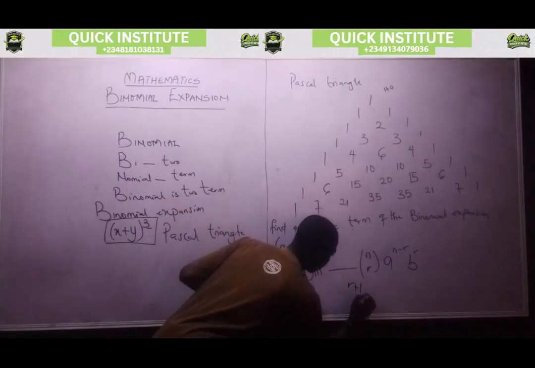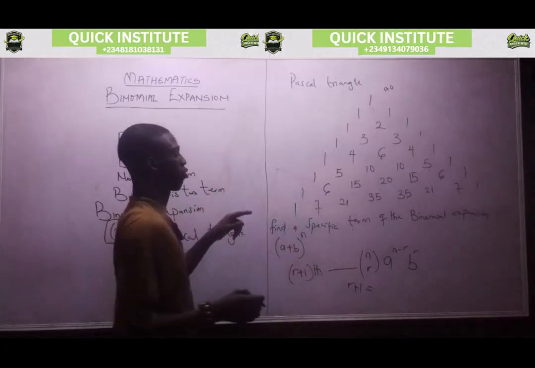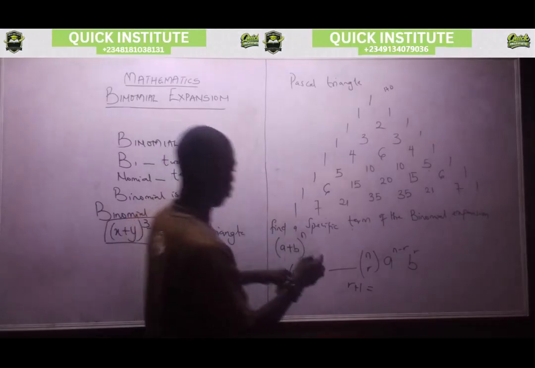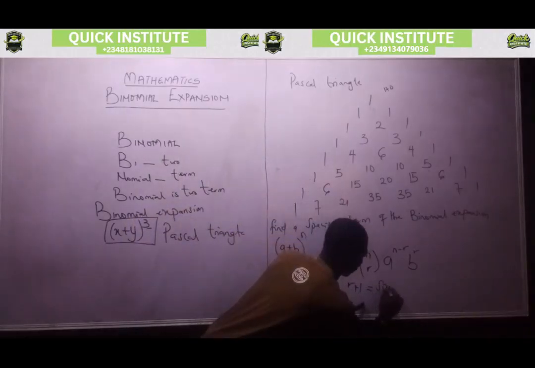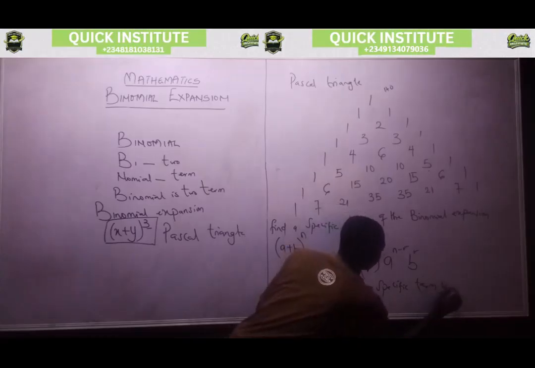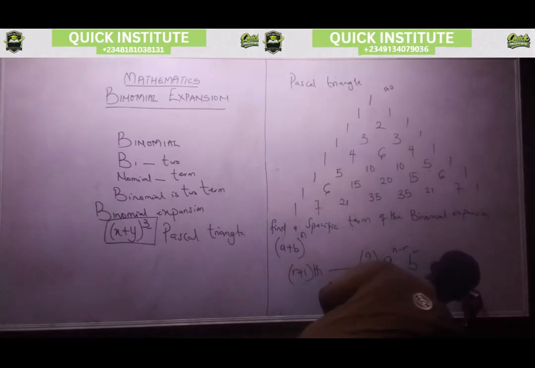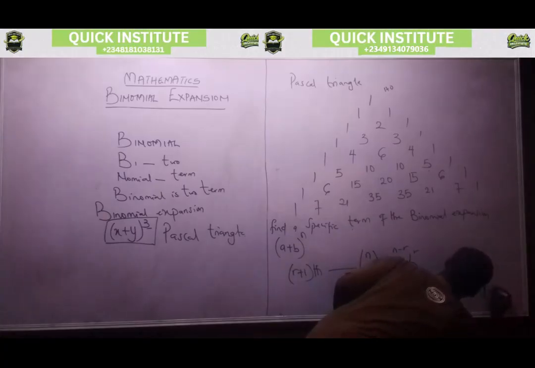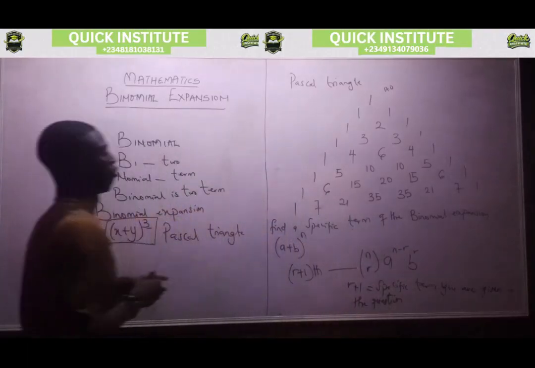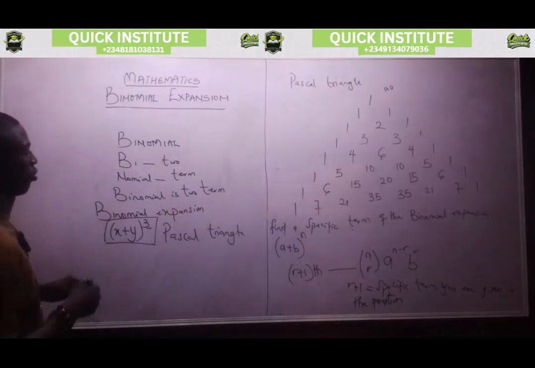So if you want to find a specific term, it will be r plus 1. And the specific term you are told to find, you are given in the question. Let's solve using Pascal's triangle.